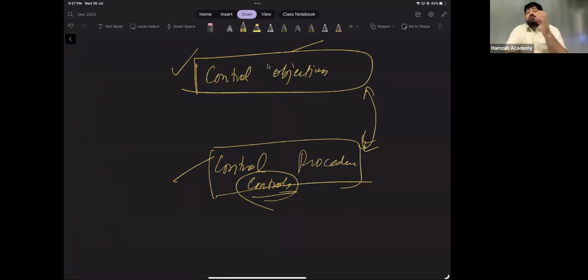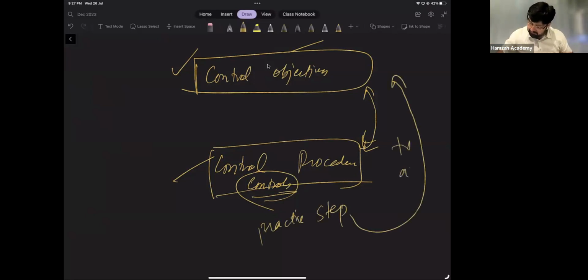I loved it. The control objective is the target. Controls are surrounding it; they want to achieve the objective. Control is the practical step to achieve that. Both are important. The objective is important because sometimes the control procedure itself, when it becomes weak, is bypassed and is not achieving the objective.